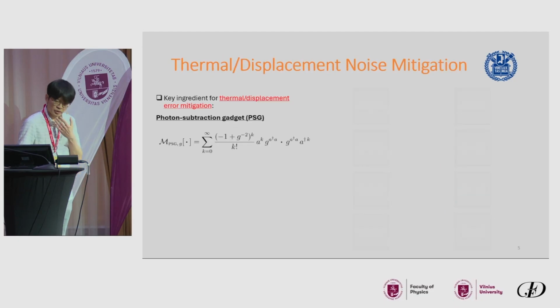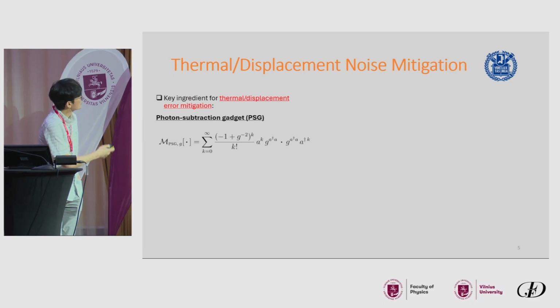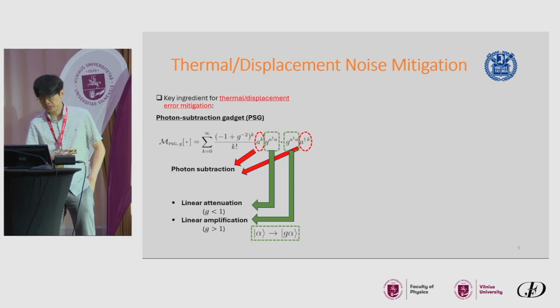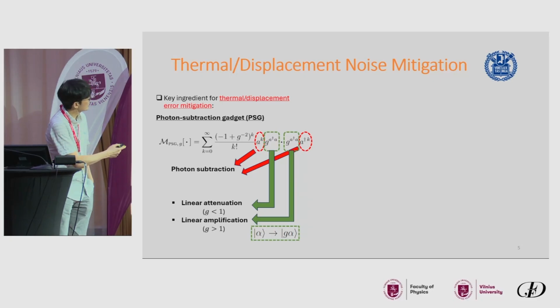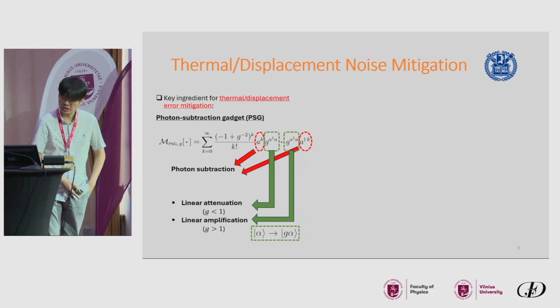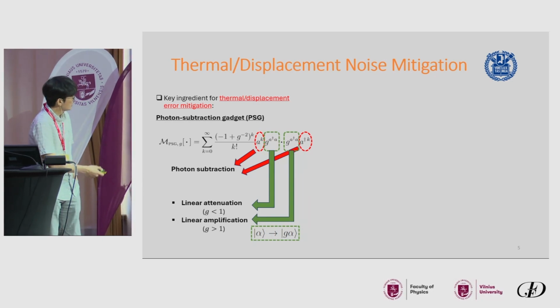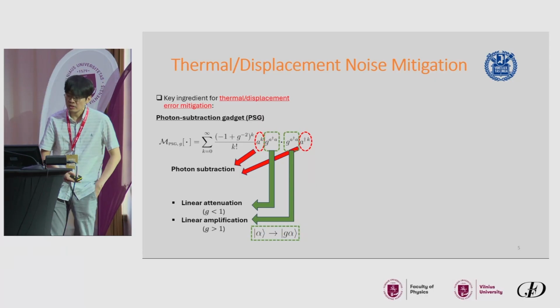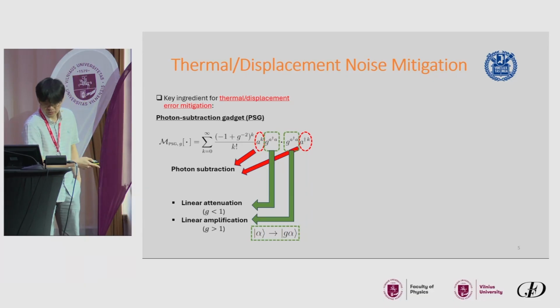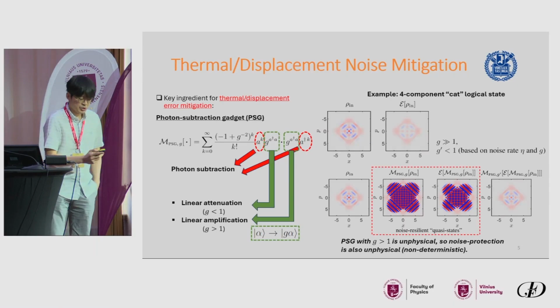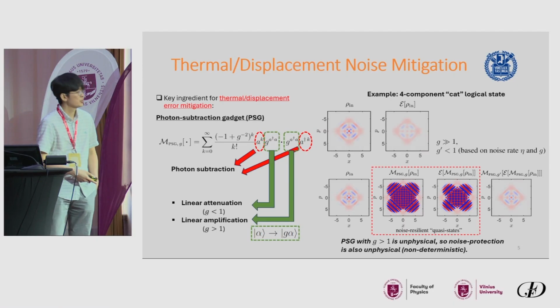So the technique we use to actually reduce or invert thermal noise or displacement noise is this photon subtraction gadget. Now, mathematics is useless for this talk, so you can understand the map by thinking that it comprises two different processes: photon subtraction, which everybody knows, and either linear attenuation or linear amplification, which we have heard about in some of the talks earlier since Monday. A picture speaks 1,000 words, so I'll just show you the picture of what's going on.